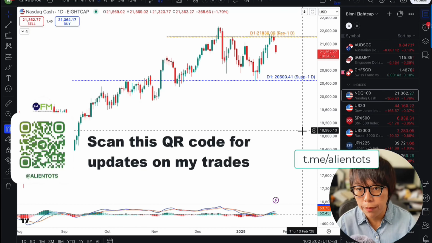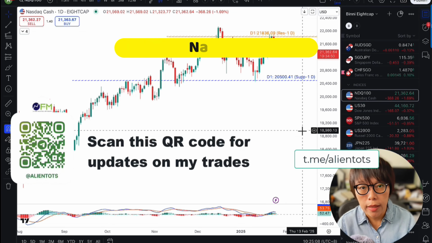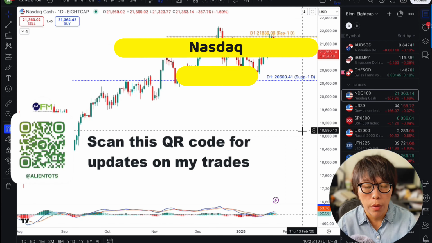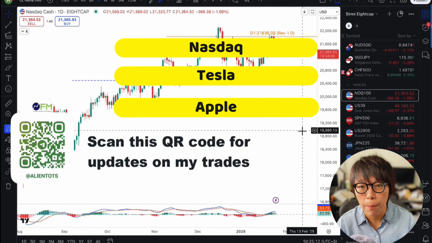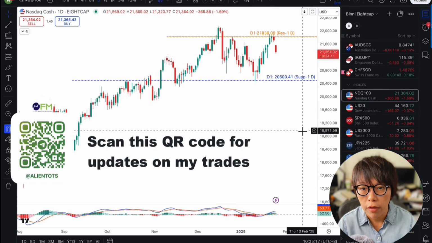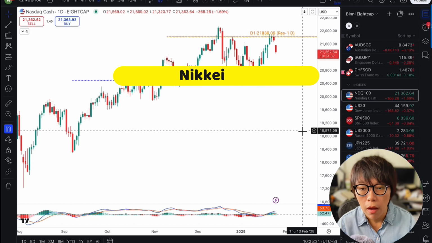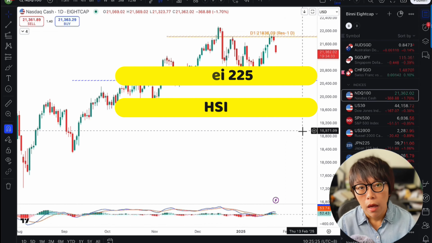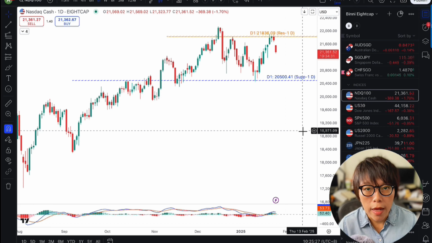Today, let's quickly update the indexes. 2 or 3 indexes that I want to update. One would be NASDAQ, because this week we have Tesla, we have Apple, we have big tech, all right, M7 reporting. So NASDAQ is definitely looking very interesting. And second one would be Nikkei 225. And third would be, of course, my dear HSI, all right. Okay, so first let's go off with NASDAQ.